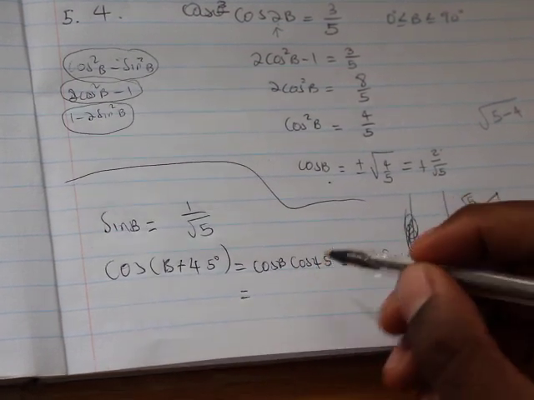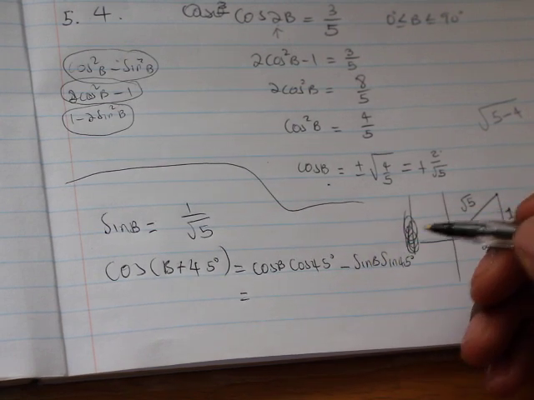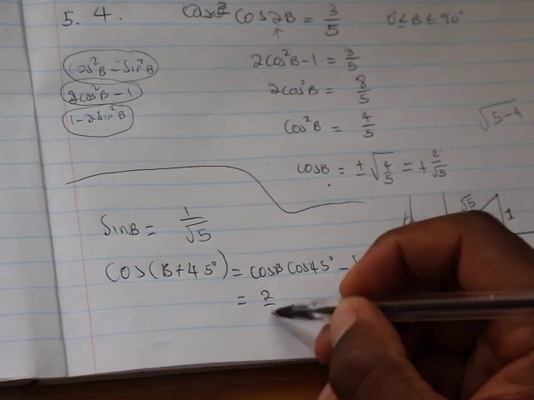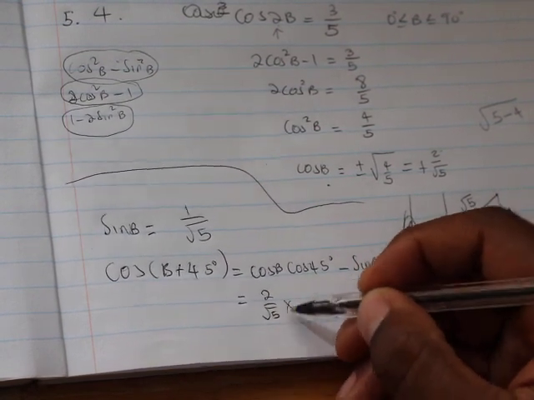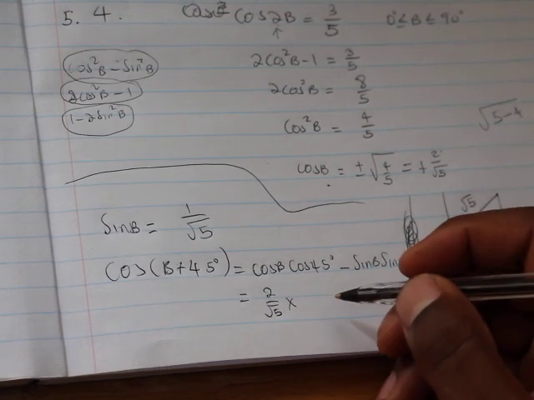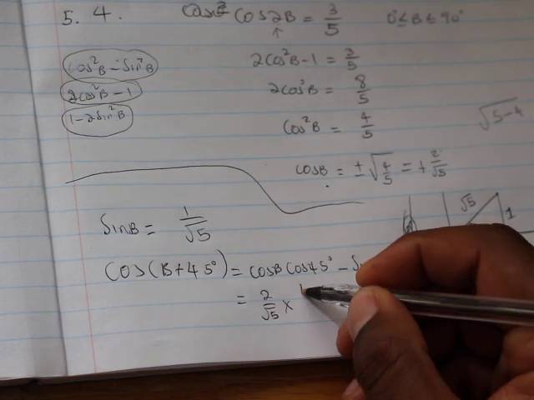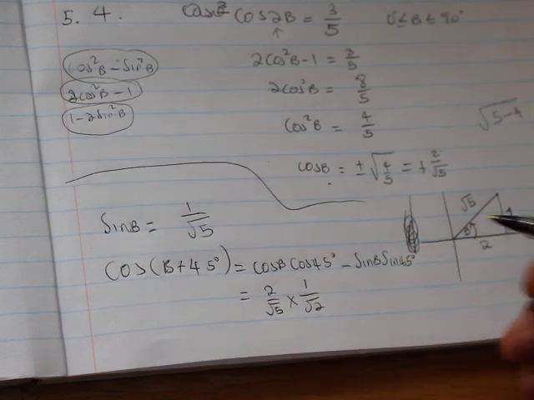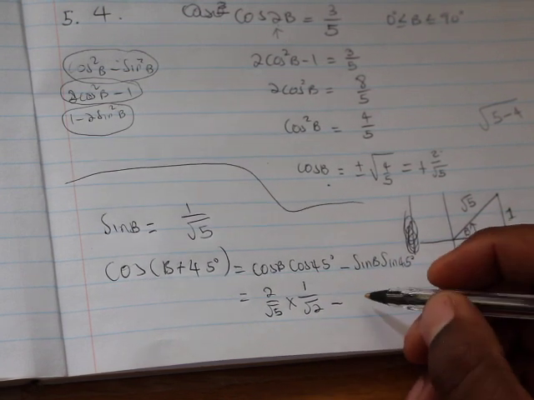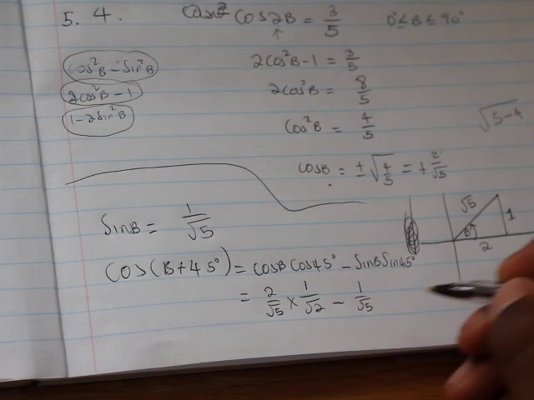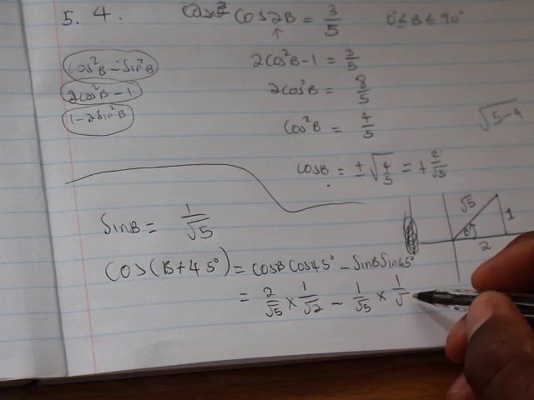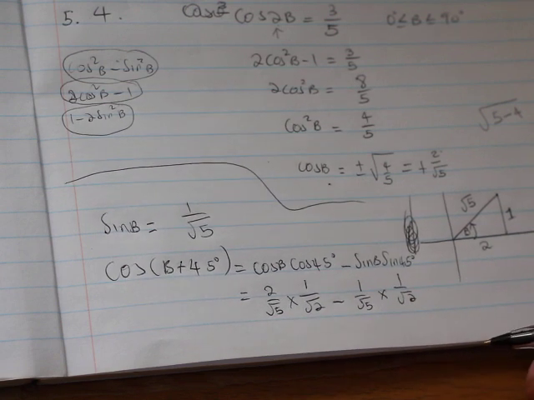Okay, so now we already know what the cosine of b is. Remember we said it's 2 over square root of 5. So 2 over square root of 5 times the cosine of 45. If you use the special angle triangles, we know it's just going to be 1 over root 2. Okay, minus the sine of b, we just calculated above, it's 1 over root 5. And times the sine of 45, again it's just 1 over the square root of 2.